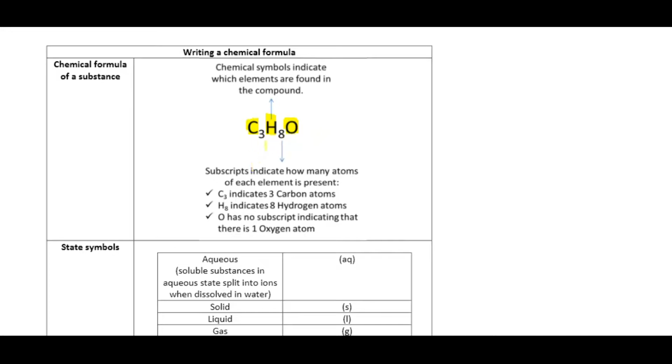So what about these numbers over here? These numbers are called subscripts, right? What these numbers represent is they indicate how many of such atoms are present in this compound. So C3 represents that there are 3 carbon atoms present in this compound. H8 represents that there are 8 hydrogen atoms present, and if there's nothing here, it means that there's 1 oxygen atom present in the compound. Nothing means 1. So no subscript indicates that there's only 1 of such an atom in the compound.